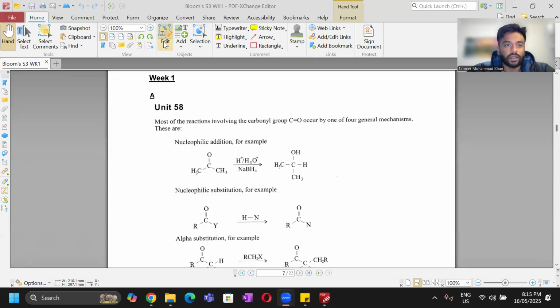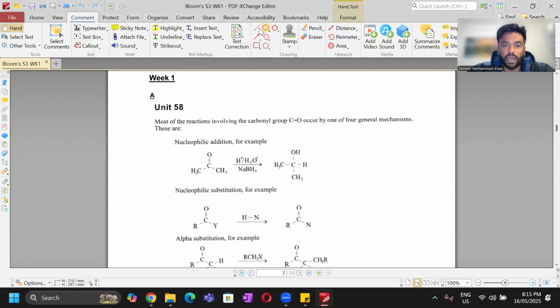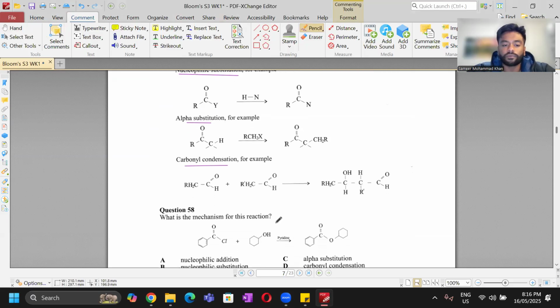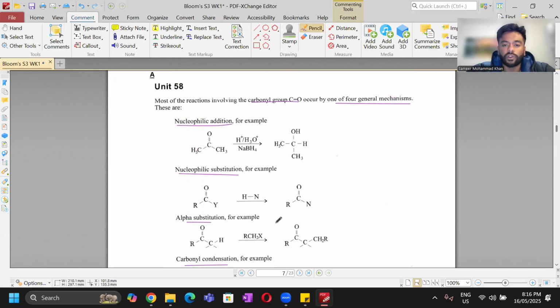All right, guys, let's get started with problem set A. Most of the reactions involving the carbonyl group, C=O, occur by one of four general mechanisms. These are nucleophilic addition, nucleophilic substitution, alpha substitution, and carbonyl condensation. Right off the bat, quite the mouthful.